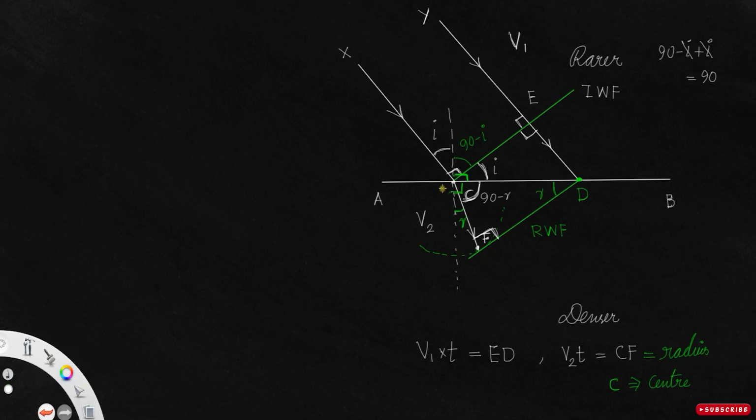Now see, this point is C. Okay, this is C. You cannot see here. This is C. Now consider triangle CED.